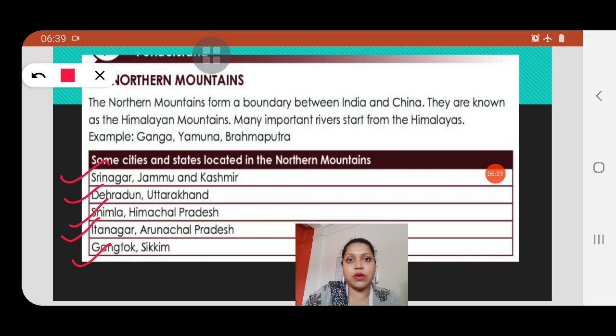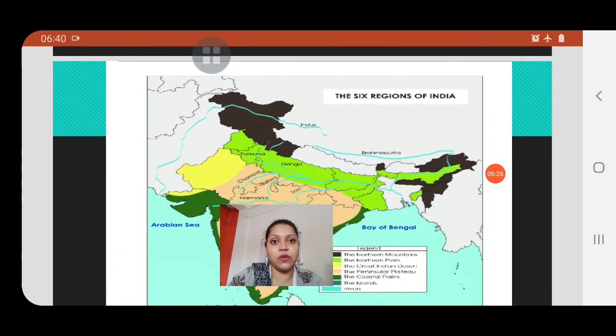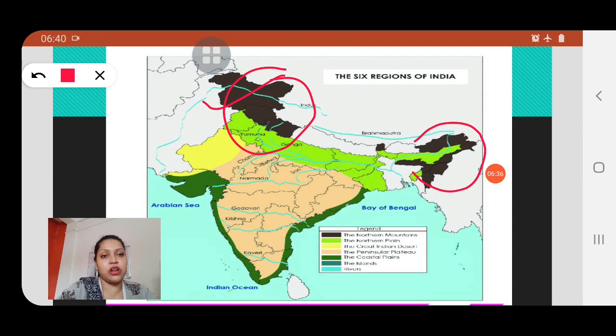So where is the northern mountain? Let's see. Here, children, you can see the dark brownish color is the northern mountain. This dark brownish color is the northern mountain, and it forms a wall between China and India. It forms a big wall between India and China because its height is very high. That's why it forms a wall between both the countries.